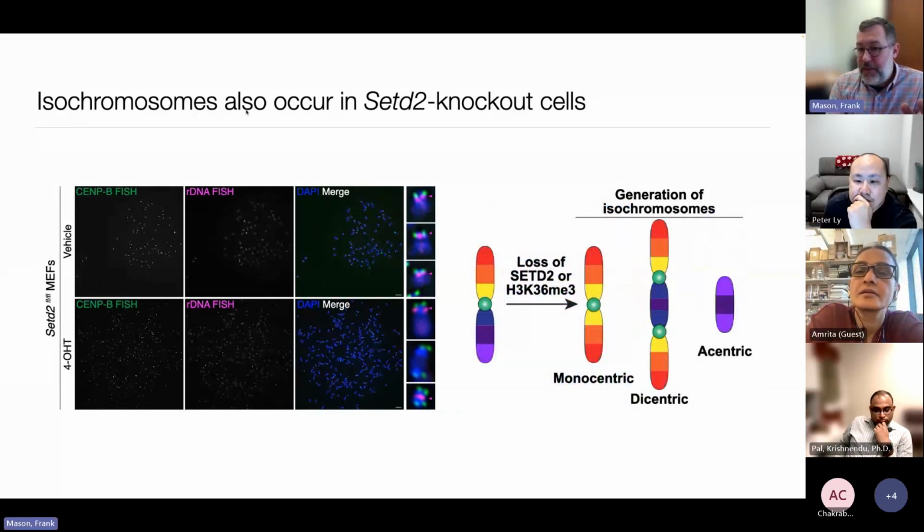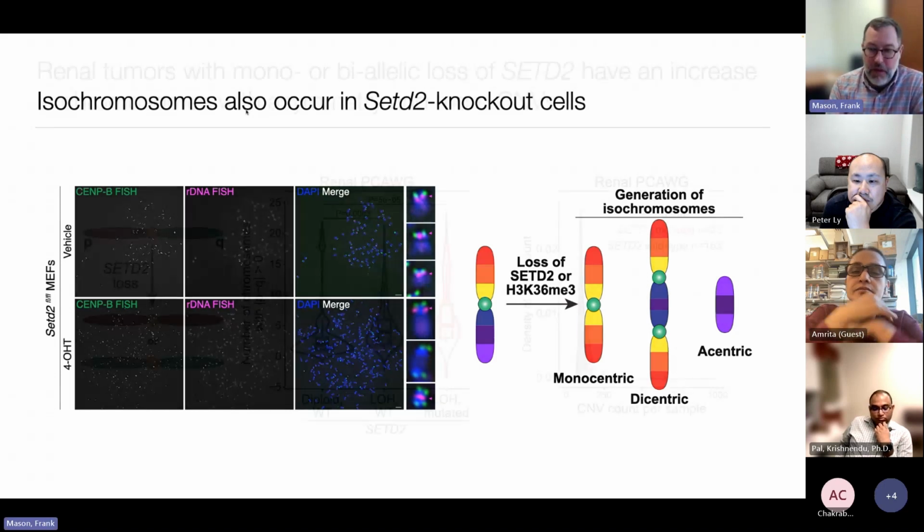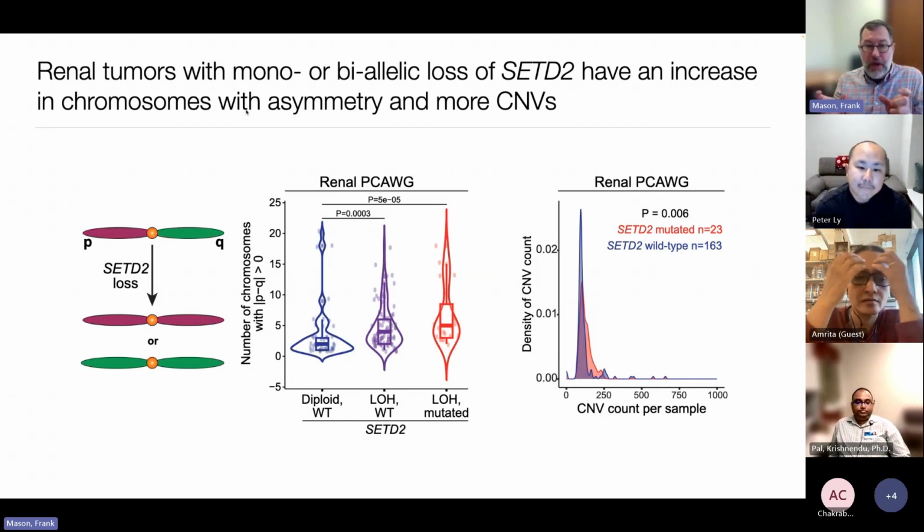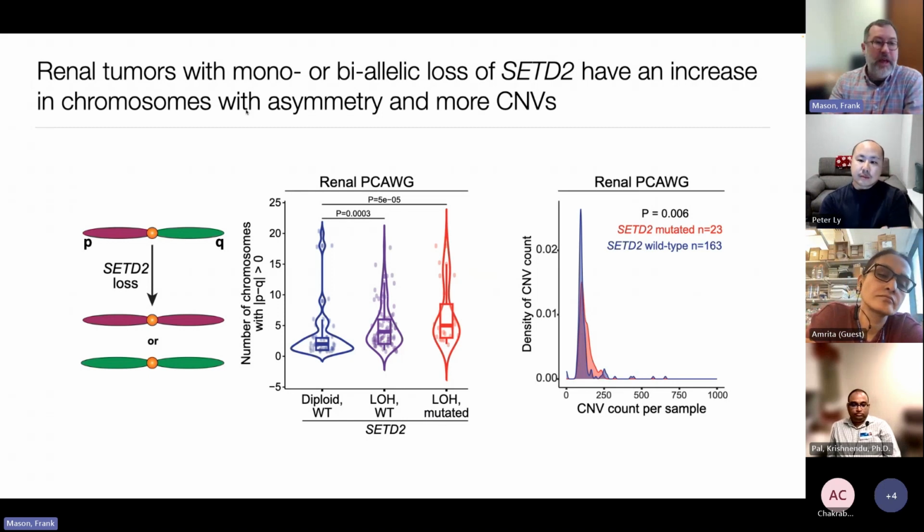And so what we think is happening is that when we lose SETD2 or H3K36 trimethylation, which I'll talk more about in just a minute, we end up with the formation of a whole spectrum of isochromosomes, some that are monocentric, some that are isodicentric, and some that are isoacentric. And so if we're forming these isochromosomes, as I mentioned, you should have an amplification of one chromosome arm and or a deletion of the other chromosome arm. That would suggest that following SETD2 loss, you should have a number of chromosomes with a disparity in the P to Q arm.